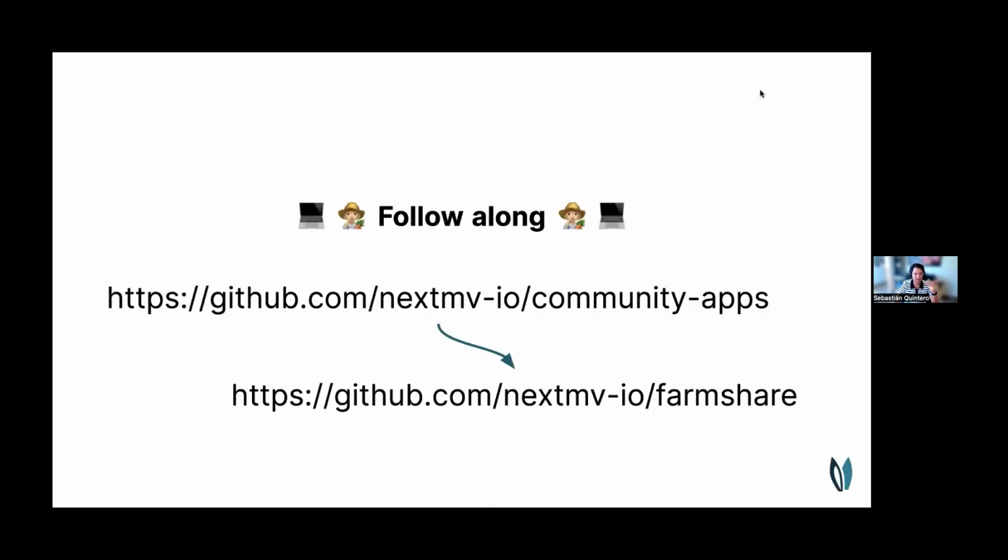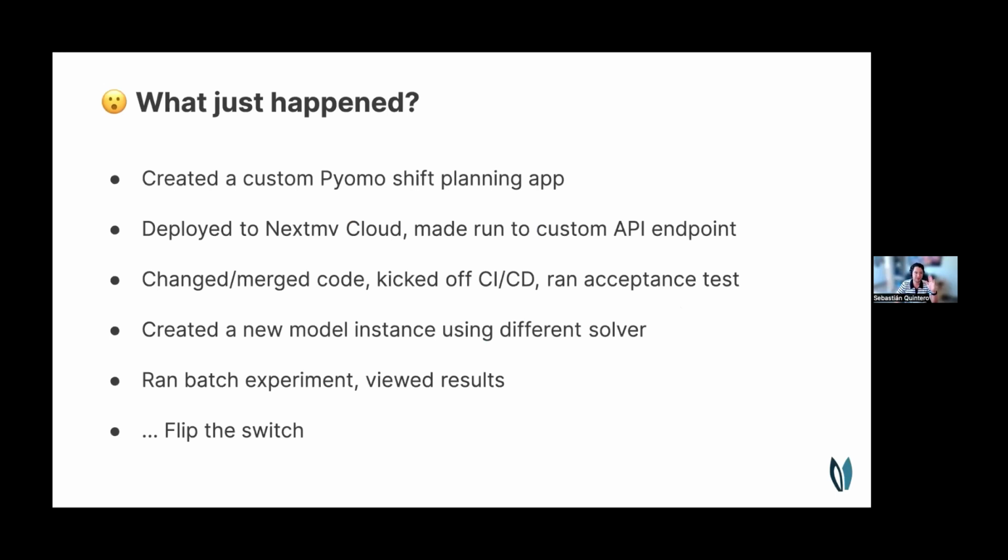And I know this was maybe a lot, so let me just do a recap of what happened here. One, I created a custom Pyomo shift planning application, which I started from the community apps repo, and then I made it my own. I customized it, and then I deployed that application to NextMove Cloud, of course, making runs to my custom endpoints. We merged some code, which then kicked off a GitHub workflow, and that ran an acceptance test that we reviewed, and we said, looks good. Let me just go ahead and try another solver with a batch experiment. All that's left now is to flip the switch, go to prod.